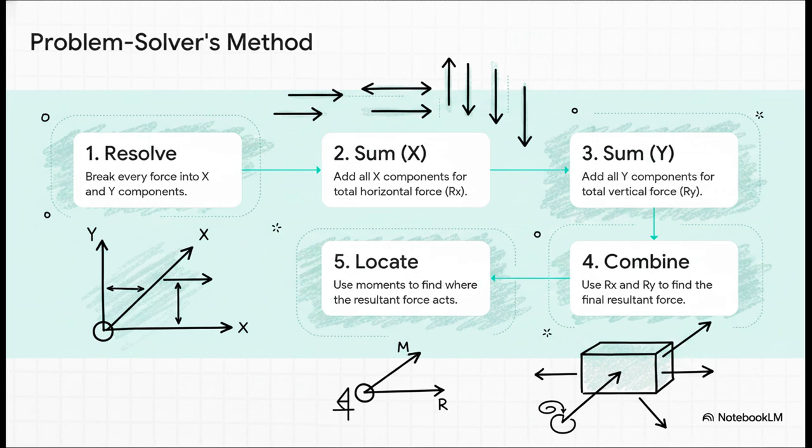Steps 2 and 3 are easy. Sum all the x's, and then sum all the y's. Step 4, you combine those totals to find the final resultant force. And then the final piece of the puzzle, step 5, you use moments to locate exactly where on the object that force acts. This 5-step process is the key to taming the chaos.